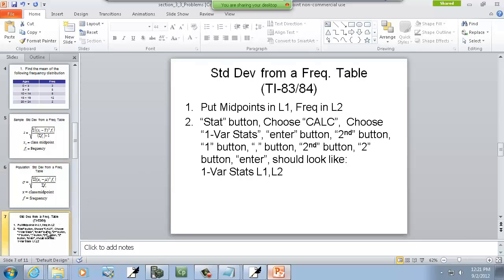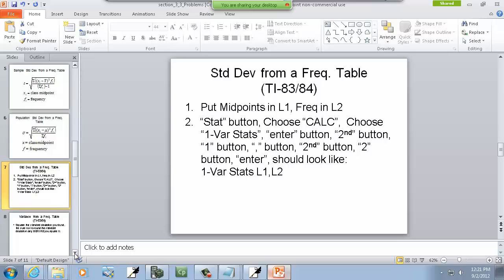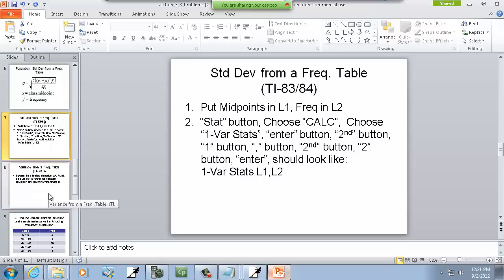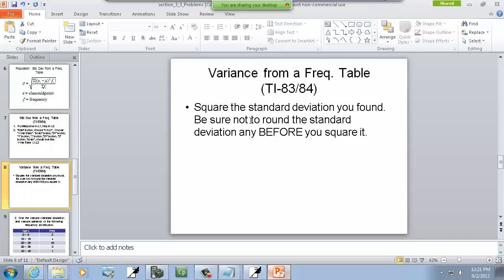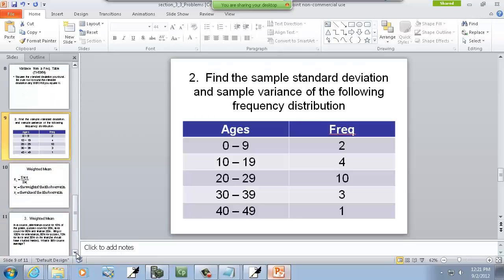Now here's the instructions for doing it with technology. I'm going to skip over that. And then variance: square the standard deviation you found. Be sure not to round the standard deviation any before you square it. Okay, like I say, we skipped over some of that. We're going to go back to it. I first want to show it by hand.